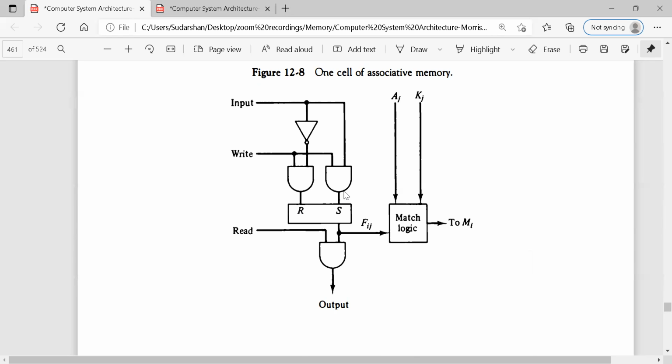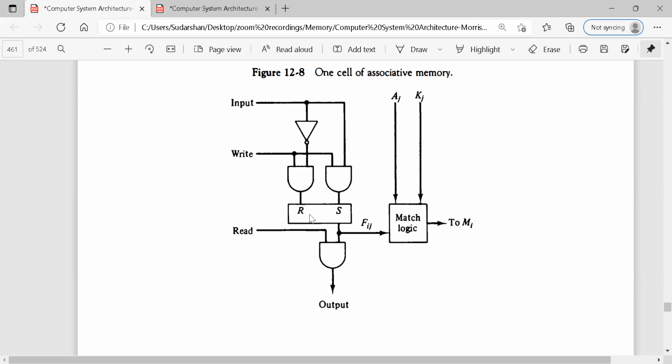You know the RS flip-flop. The R input is meant for resetting and the S input is meant for setting. The input can be either 1 or 0. If it is 1, it goes through. If it is 0, then you make use of an inverter, a NOT gate, and it becomes 1. We make use of two AND gates. We perform the write signal. Whenever the write signal is 1, depending on whether the input is 1 or 0, either R becomes 1 or S becomes 1.